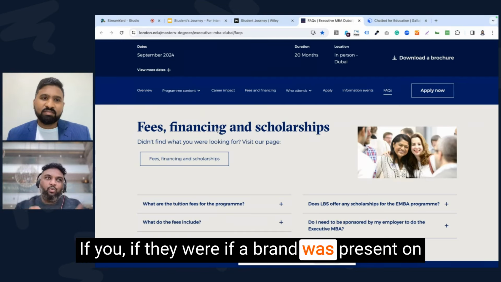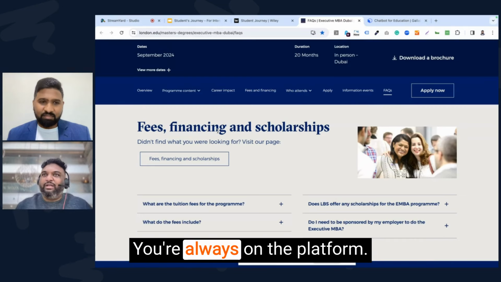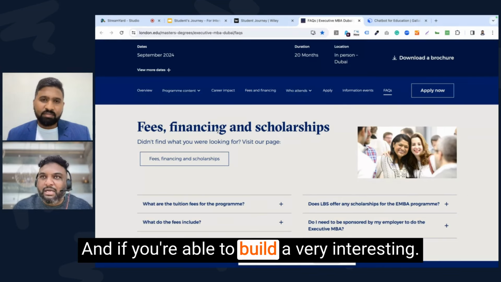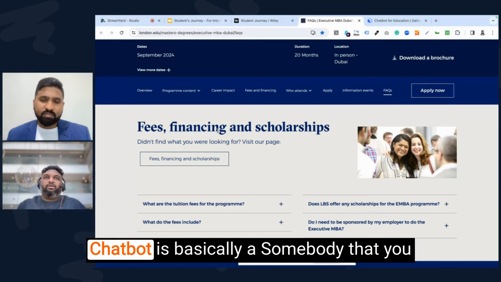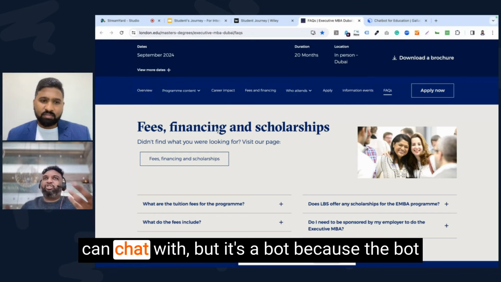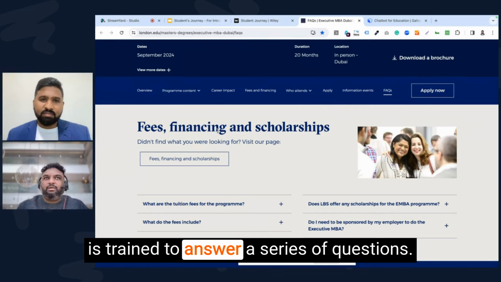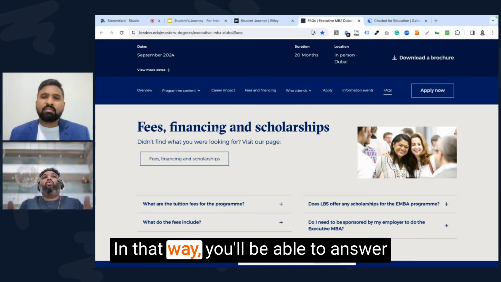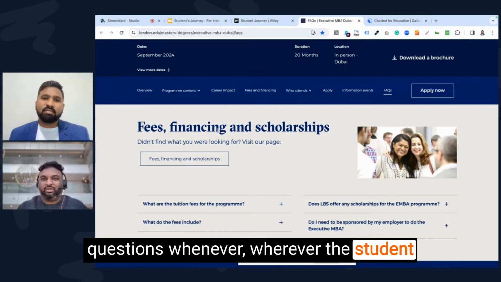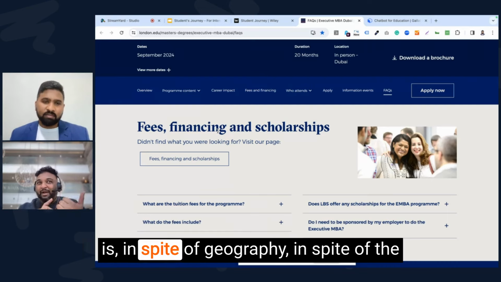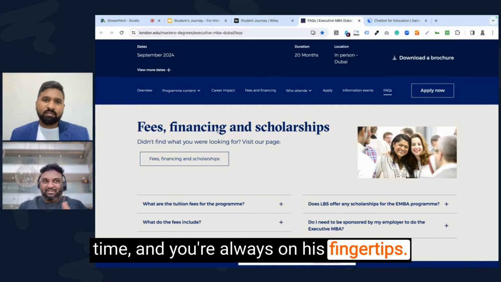If a brand was present on WhatsApp, now WhatsApp is a 24/7 platform. You're always on the platform. And if you're able to build a very interesting chatbot experience, a chatbot is basically somebody that you can chat with, but it's a bot, because the bot is trained to answer a series of questions. In that way, you'll be able to answer questions whenever, wherever the student is, in spite of geography, in spite of the time, and you're always at their fingertips, literally.